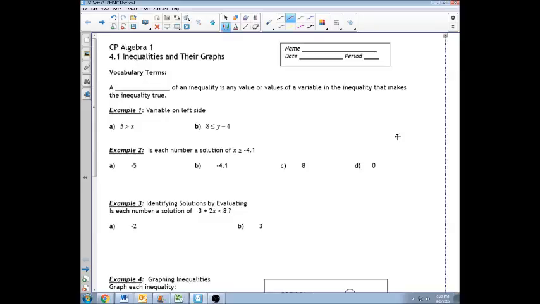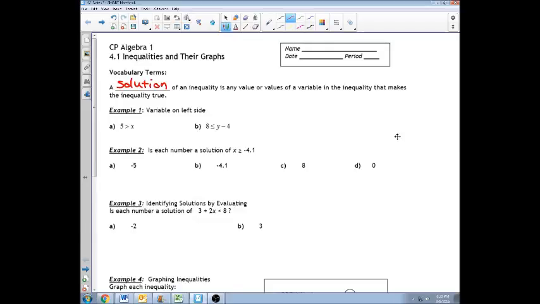This lesson is for my Algebra 1 class. It is 4.1, Inequalities and their graphs. Vocab terms. A solution of an inequality is any value or values of a variable in the inequality that makes the inequality true. So if it makes the inequality true, it is a solution to the inequality. That is a solution to the inequality.